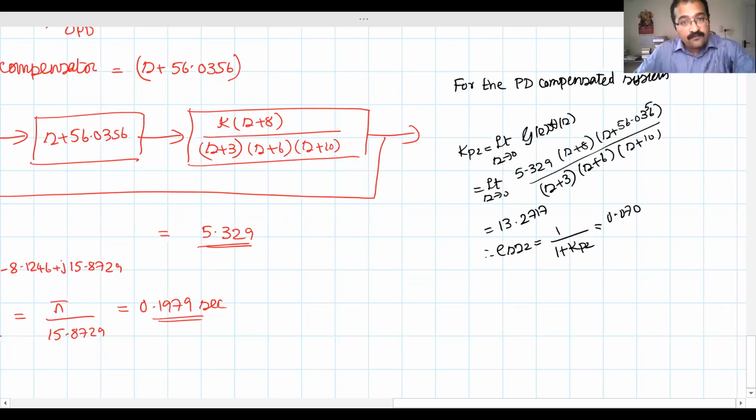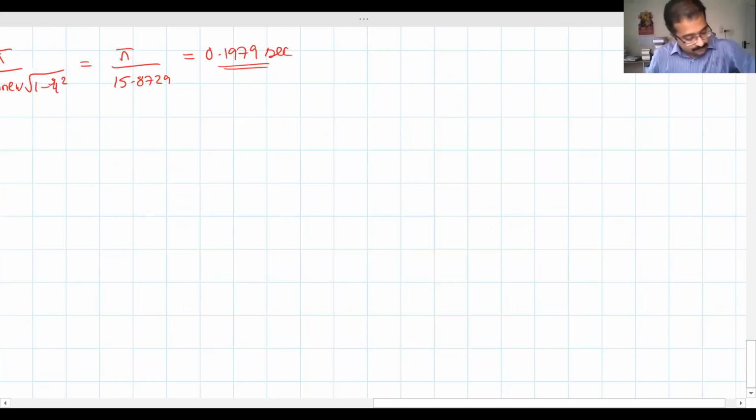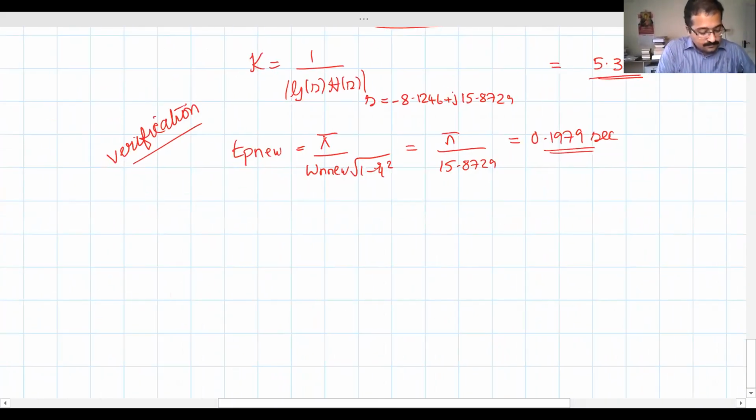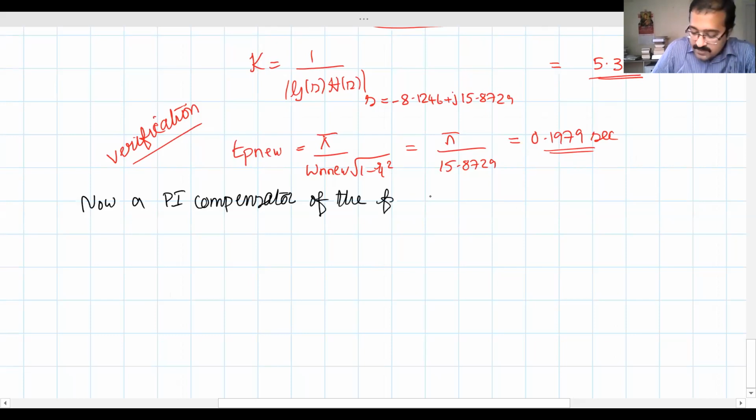Okay, so on top of this PD compensator system, now we have to add a PI compensator so that you get 0 steady state error for a step input. Now, as I said before, a PI compensator is of the form S plus Z PI divided by S.